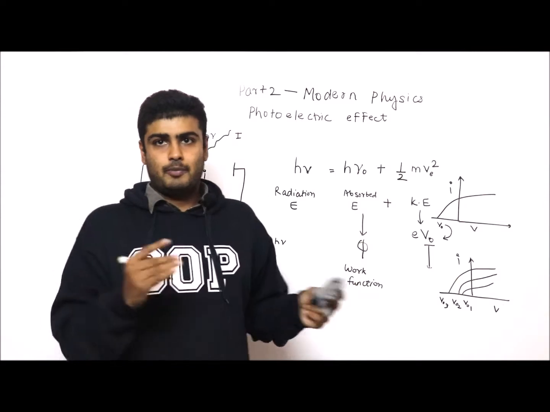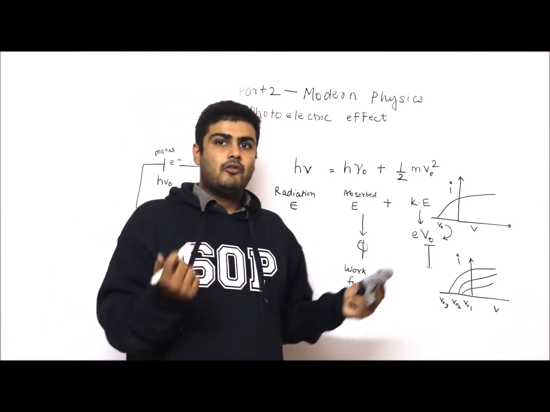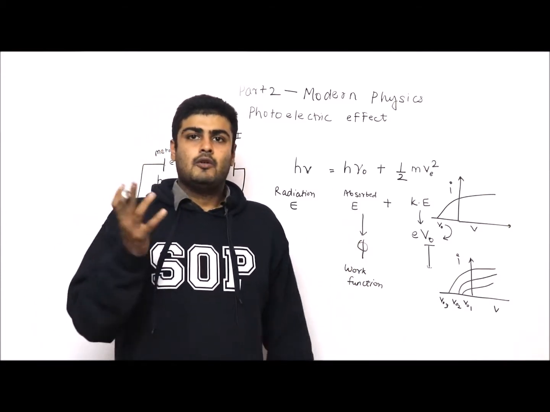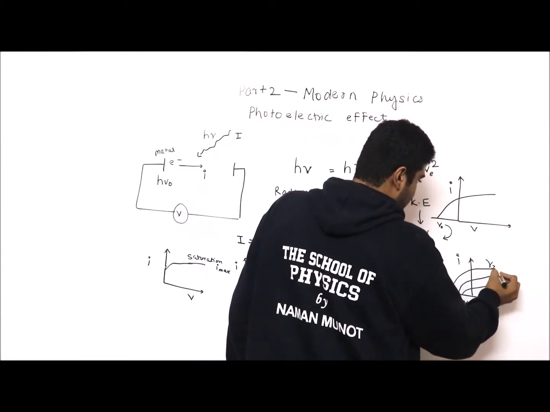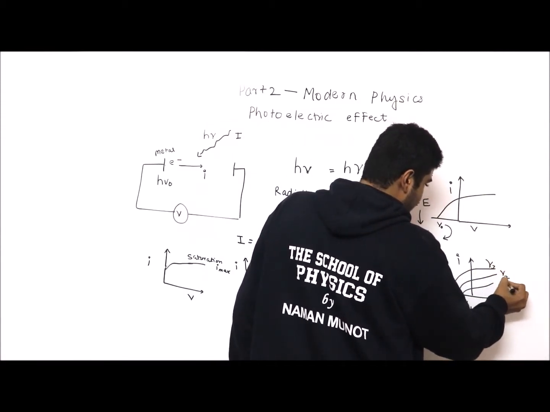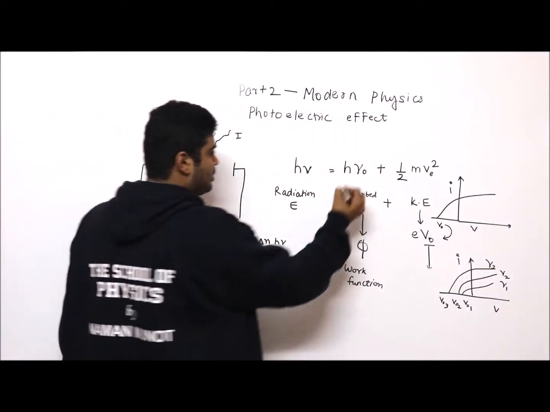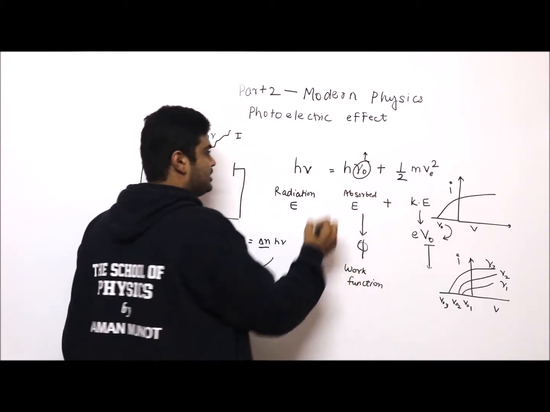The stopping potential depends on the frequency of the light falling on it: the more the frequency, the more the stopping potential. So for this, mu3 is greater than mu2, which is greater than mu1. Now we talk about this frequency.